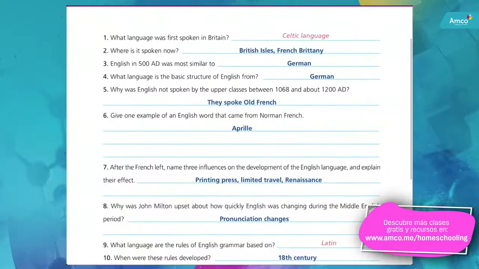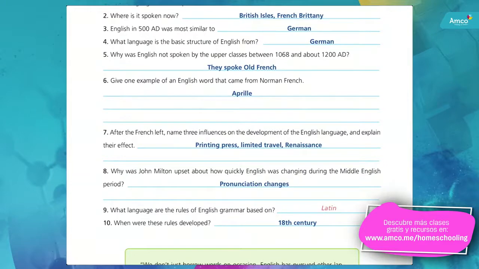For question number 2, where is it spoken now? British Isles and French Brittany only. German was the language that English was very similar to in 500 AD, and it's also the same language from which English takes its basic structure. Now, between the periods of 1068 and 1200 AD, the upper classes only spoke Old French. And an example of an Old French or a Norman French word is April, which is the equivalent to the month April.